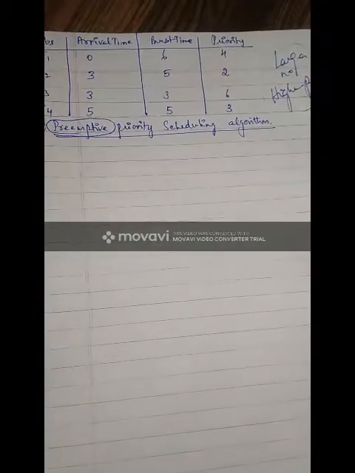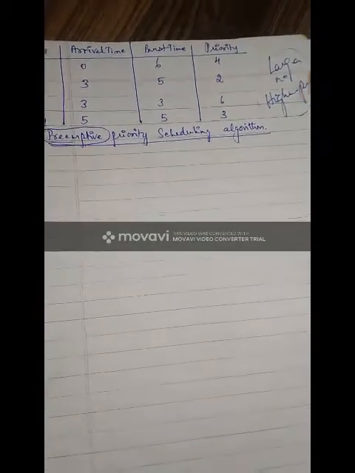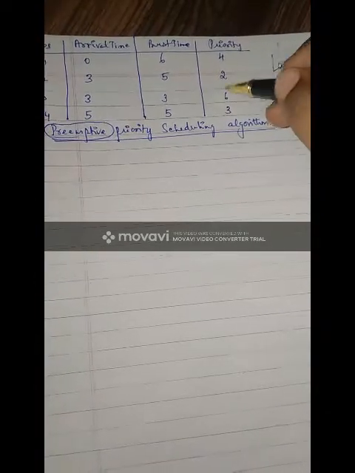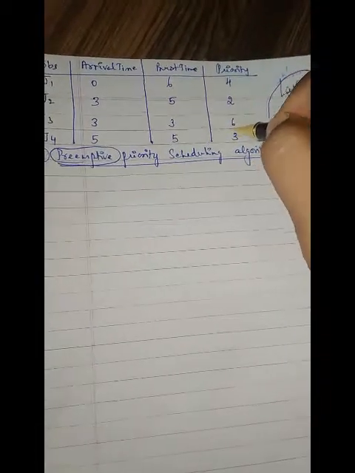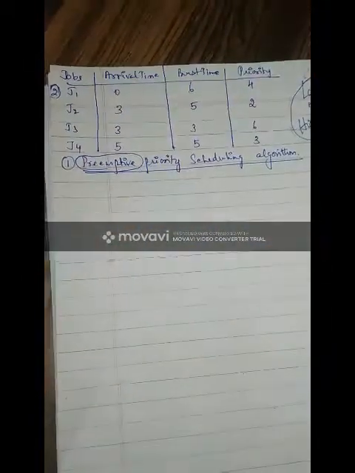Sometimes this data will be given to you in the question. If it is not given, then you have to write: assume smaller number will have higher priority. But in this case, in the question they have mentioned that the process with the larger priority number has higher priority.